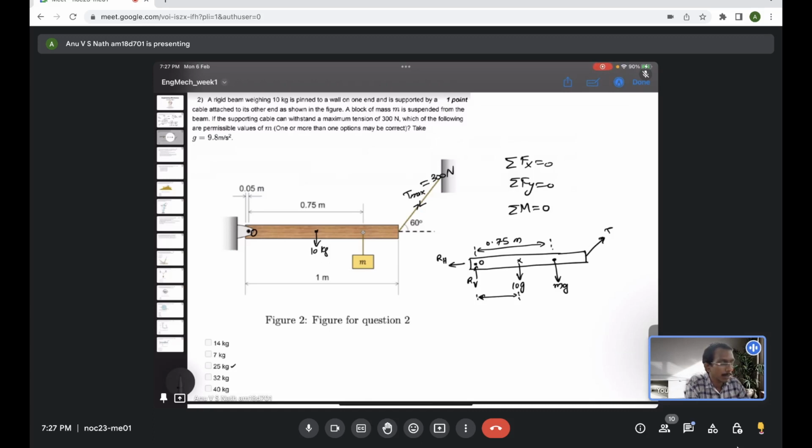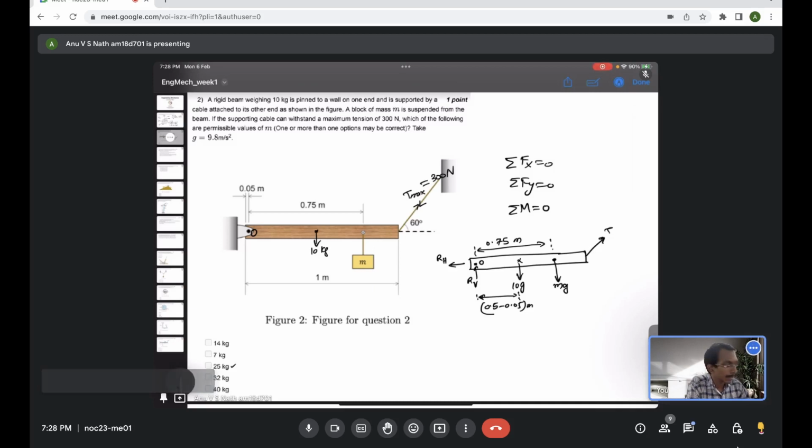But remember, we want the distance from the hinge point O, which is 0.05 meter offset from the end. So it's basically 0.5 meter minus 0.05 meter. That is the distance of the 10g, the weight of the beam, from O. We are measuring every distance from the hinge point O because we want to take the moment about the hinge point.